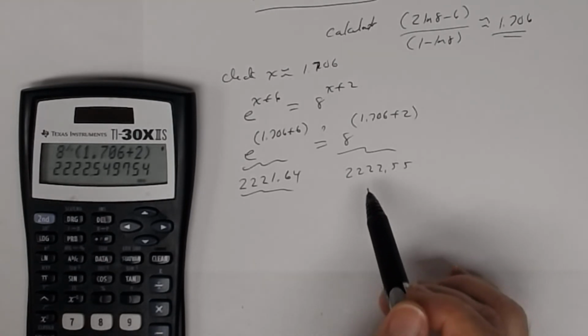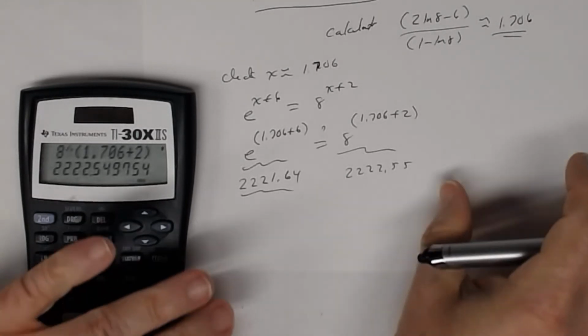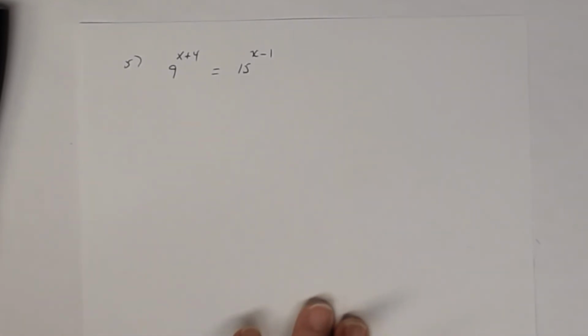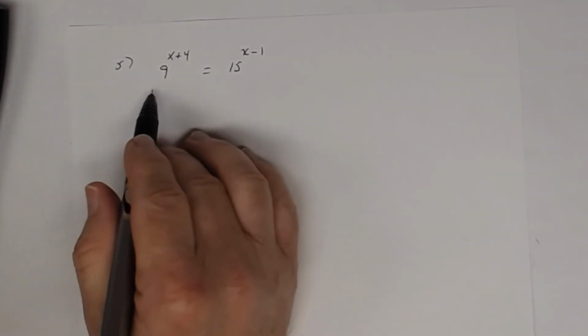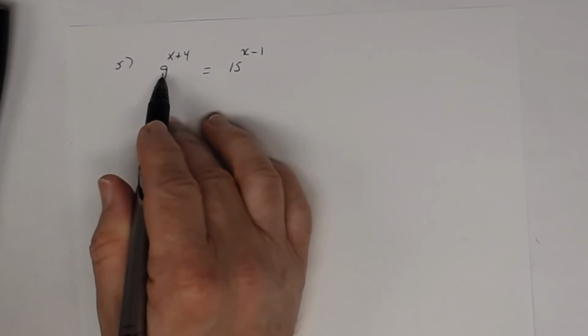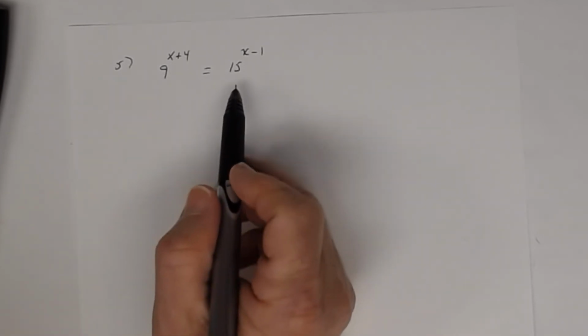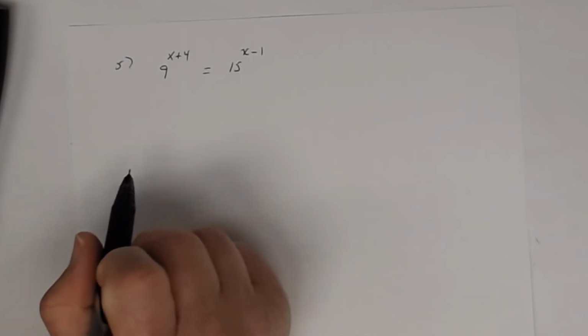Okay? All right, so that was number 4. All right, number 5. And that should be the last one, I think. All right, so that would be number 5, the last one. So notice that the base here is 9, the base here is 15. There's no way I can get those bases to be the same.